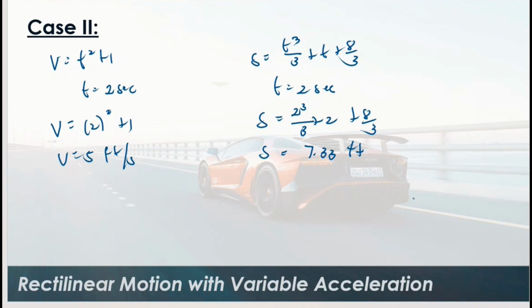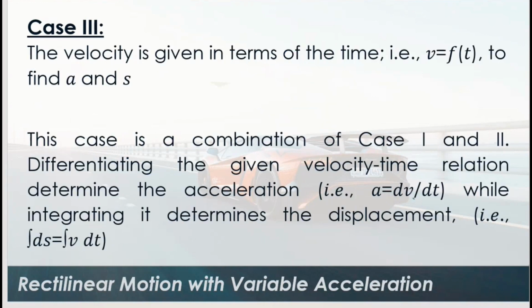If it is in 3, we are going to substitute the time to 3 seconds. Okay? So that is for case number 2. Case 3, on the other hand, is a combination of both. It's a combination of case 1 and case 2, wherein the velocity is given as a function of time, to find A and S. Earlier, in case 1 we were finding displacement in terms of time, and in case 2, acceleration in terms of time. This time, it is velocity with respect to time in case 3.